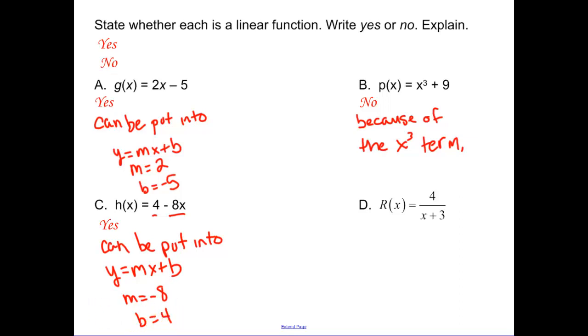And then our last example, is that a linear function? Well, we have x having a power of 1, but notice how x is in the denominator. So this one is no, because x plus 3 is in the denominator.